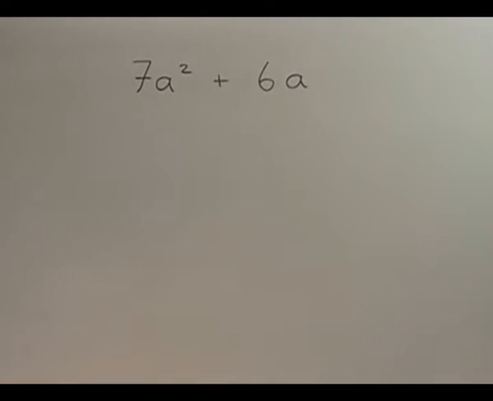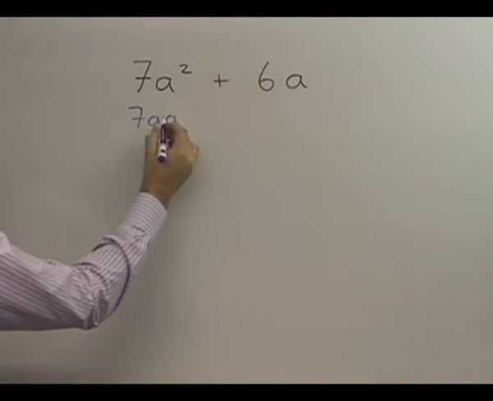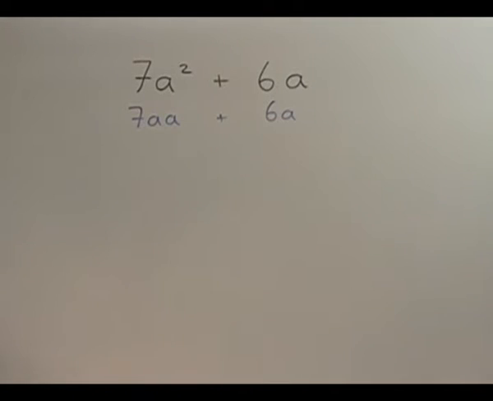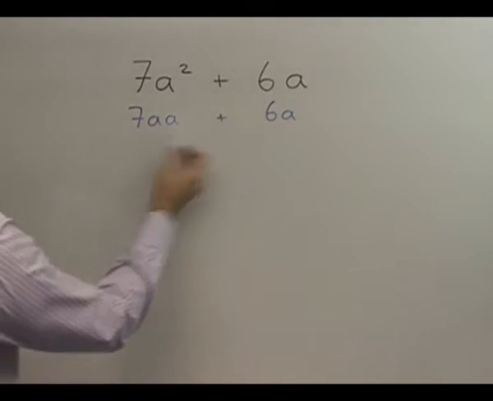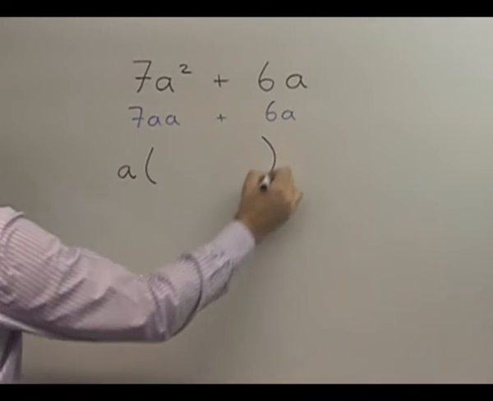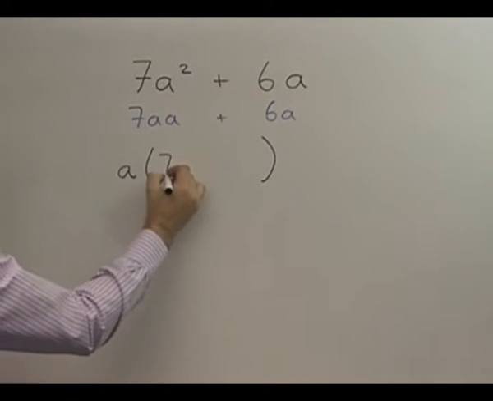I'm going to write another layer in blue so you can see what I mean. This is 7 times a, because a times a is a squared, and this is 6a. Now if I wrote it like that, you can probably see that there is an a in common in both these, so I can take out a as a factor. A times what is 7a squared? Well, a times 7a.